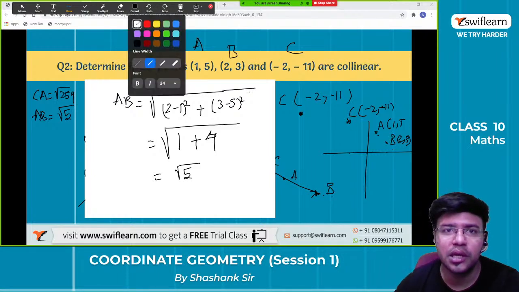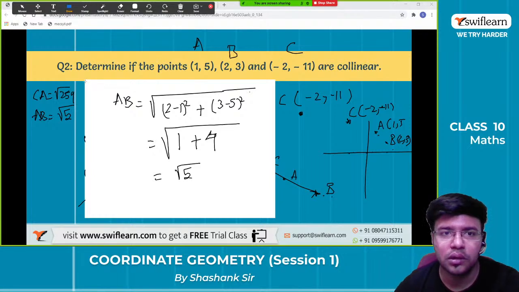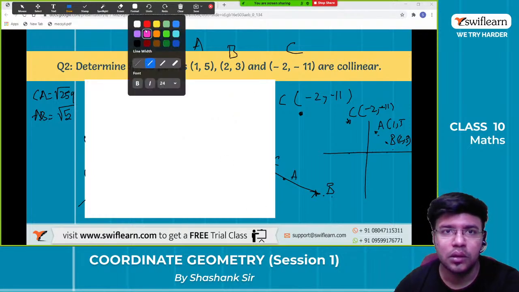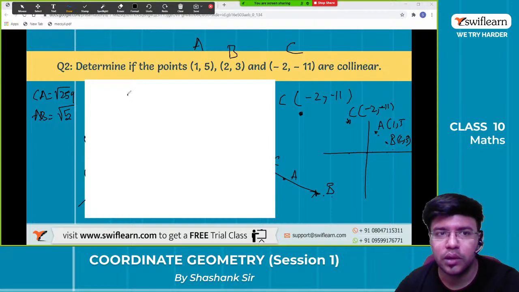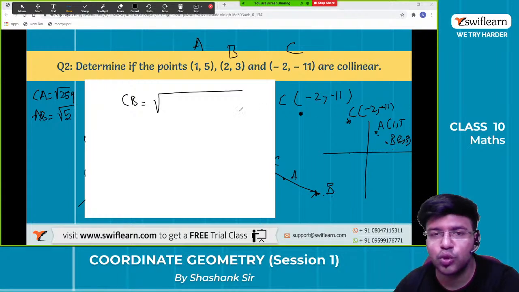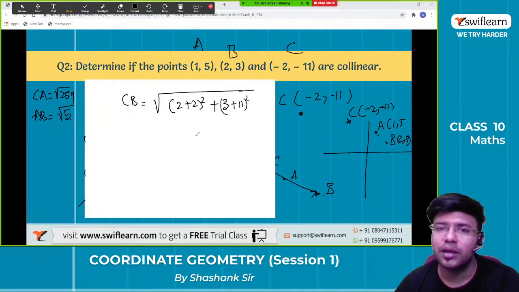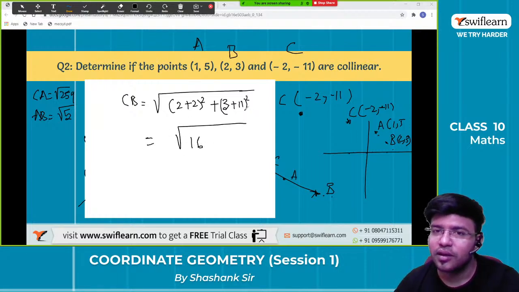How much is CB? Let us find this out. CB is equal to x2 minus x1 whole square. 2 minus of minus is plus, whole square, plus 3 minus of minus is plus, 11 whole square. Now 2 plus 2 is 4. 4 square is 16. And 3 plus 11 is 14. 14 square is 196. Add them, how much do you get?